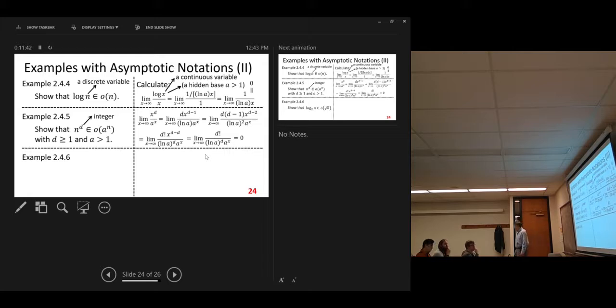Example number 6. We have square root, log of base 2. Now we want to prove this. Still the same: limit, L'Hopital's rule, derivative.